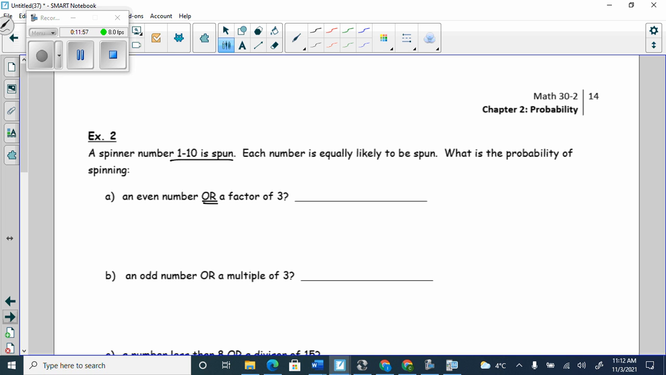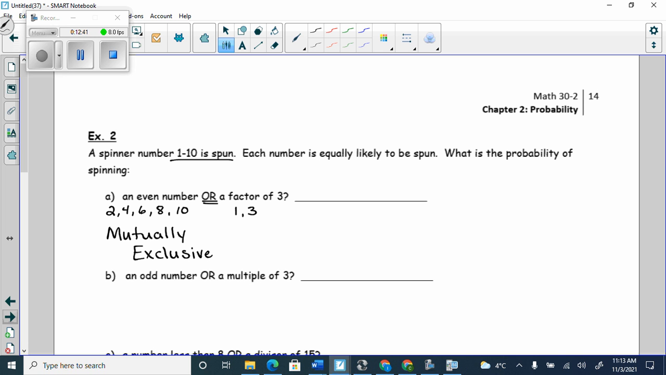So I always list my options. Even would be 2, 4, 6, 8, 10. I always list them below. I know it takes a bit more time, but it's a lot easier to determine if something is overlap or not, right? Factors of 3. What multiplies to give me 3? 1 and 3. Then I look and I say, is there overlap? Anything overlapping between 2, 4, 6, 8, 10, and 1 and 3? Nope. So this is mutually exclusive. Remember?